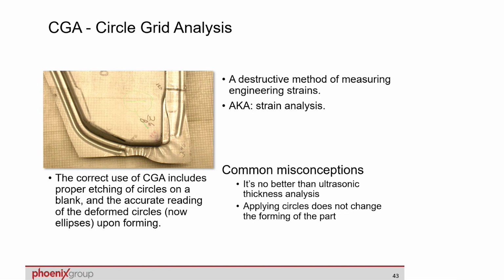So what we do is we form that circle gridded panel. Now we measure the extent of strain in those circles, and we plot those circles. We chart those against what we call a formability curve that's placed on a strain diagram, and that becomes a formability diagram.